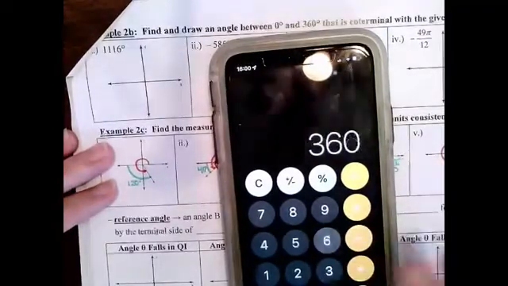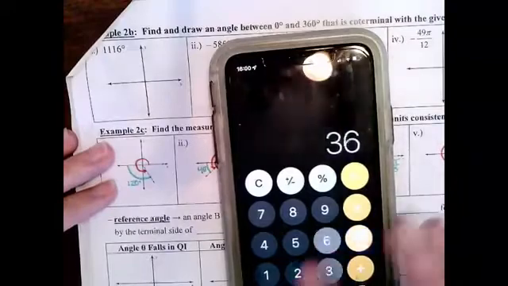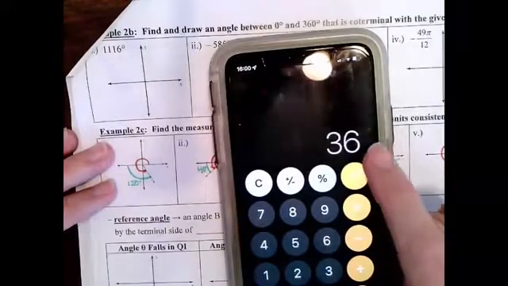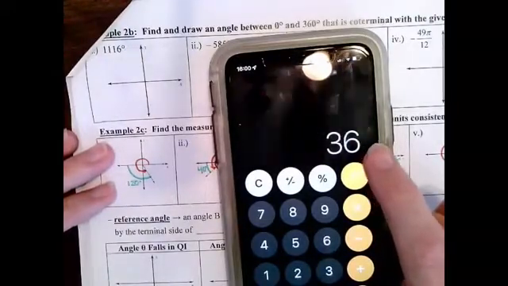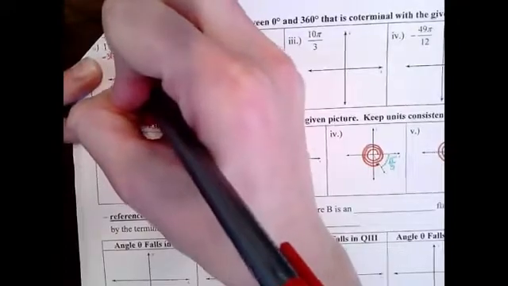So I'm going to minus another 360. I'm still too big. I'm not below 360. So I'm going to minus one more 360. And now I'm at an angle between 0 and 360, which is 36. So essentially I am subtracting 3 360s, three circles, which lands me at 36 degrees.